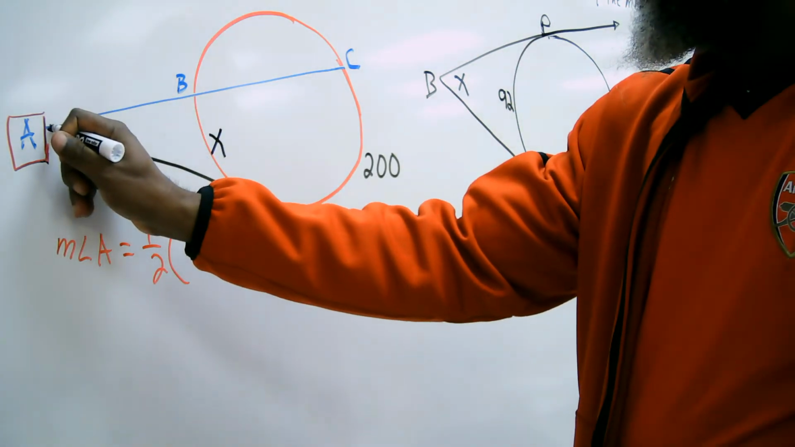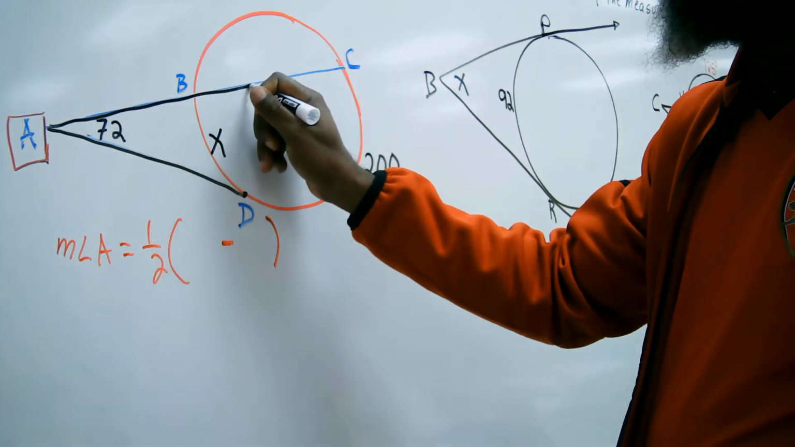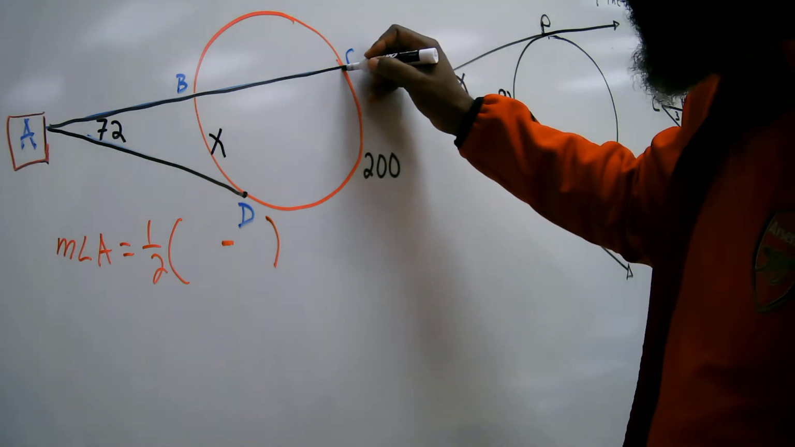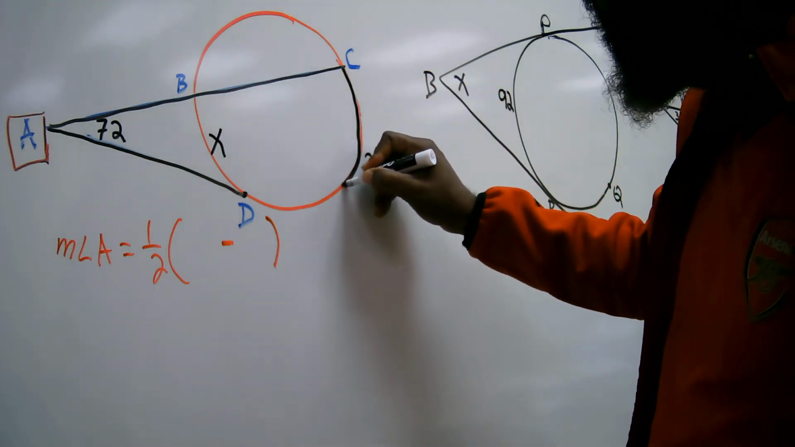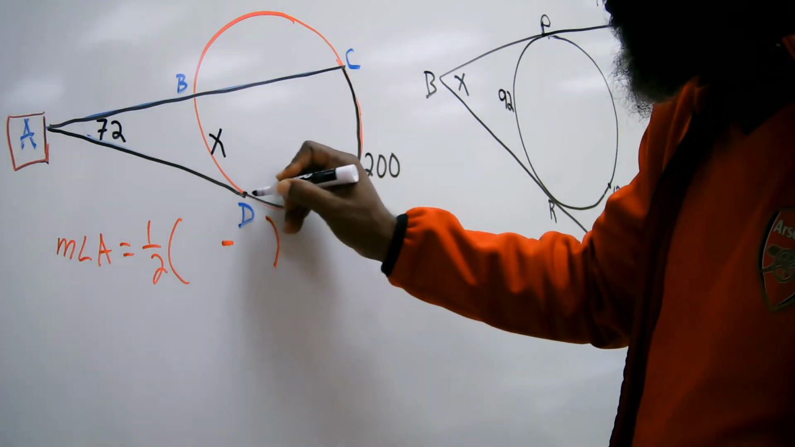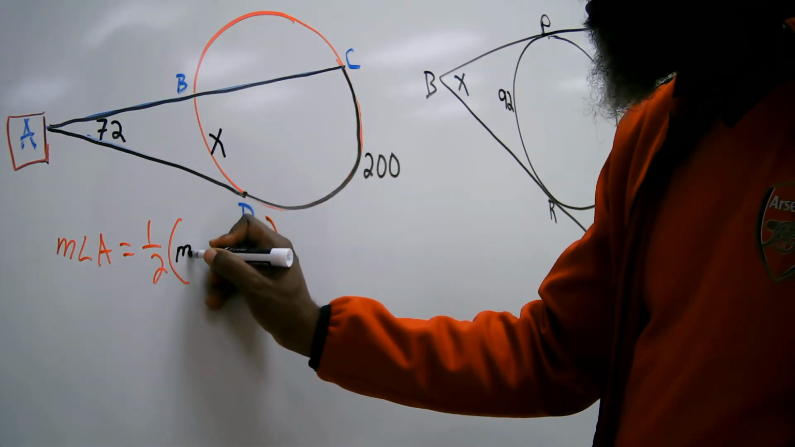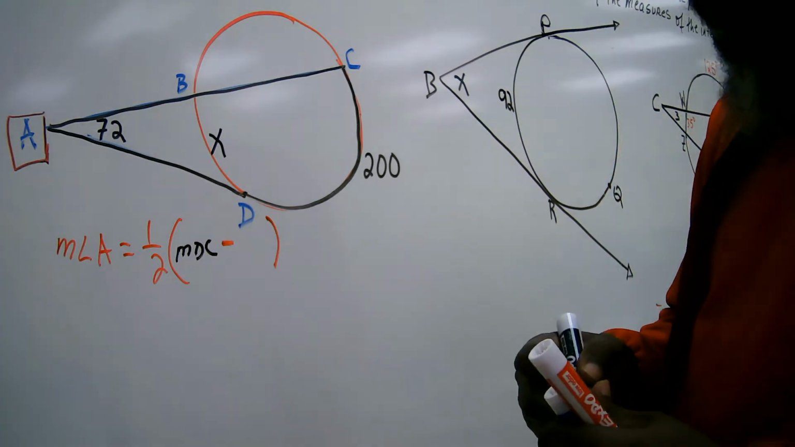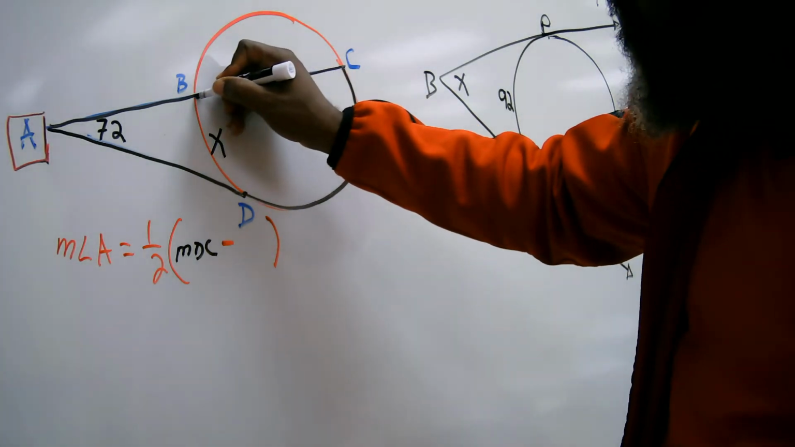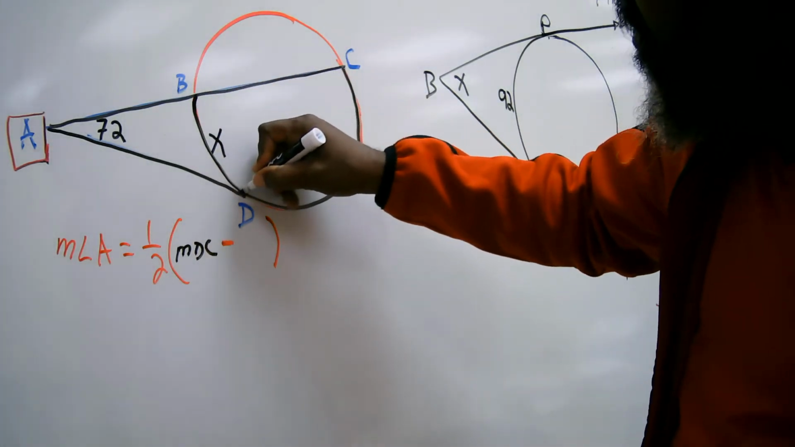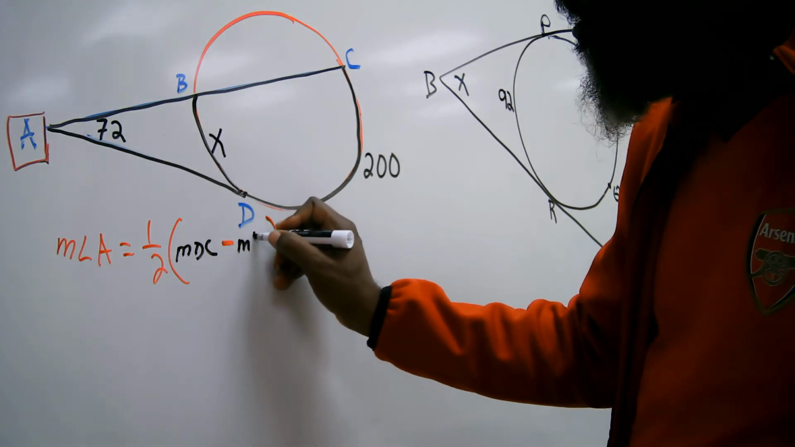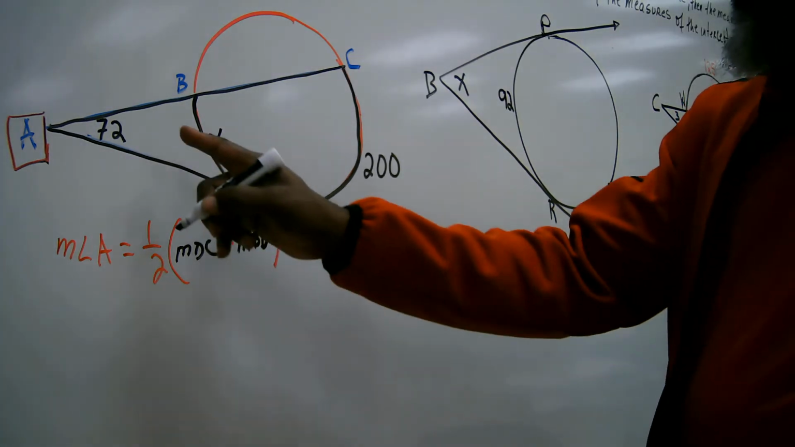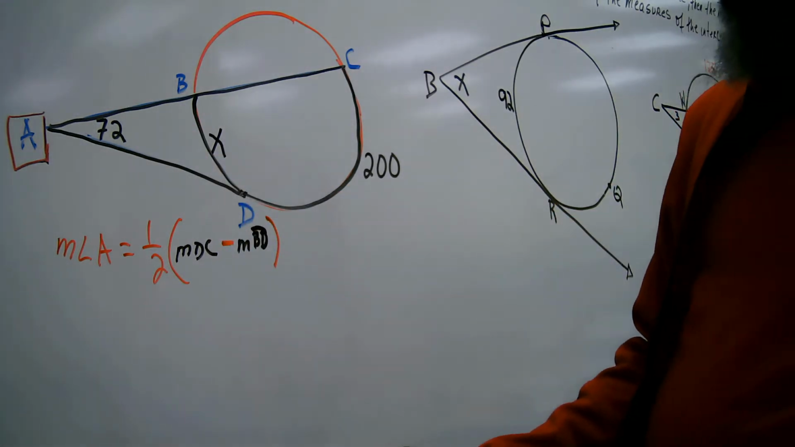Angle A is represented by 72. The difference of the intercepted arcs: the first arc formed by that angle is this arc here, which is DC. So we're going to take the measure of DC, minus the measure of the other intercepted arc, which is BD. That will give you your answer here.